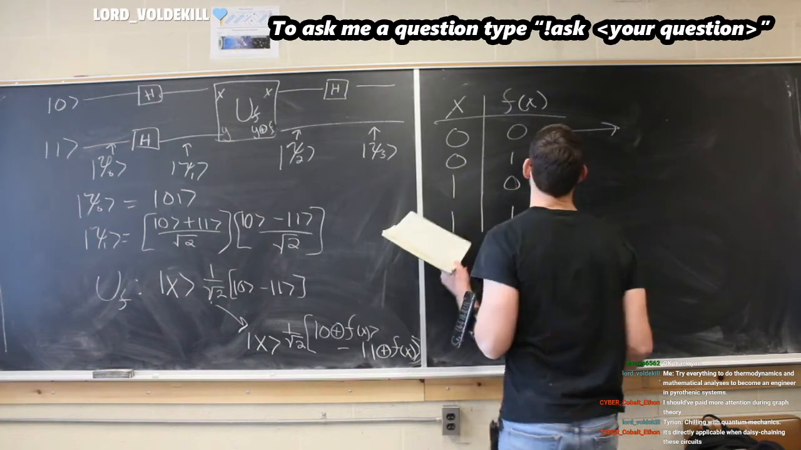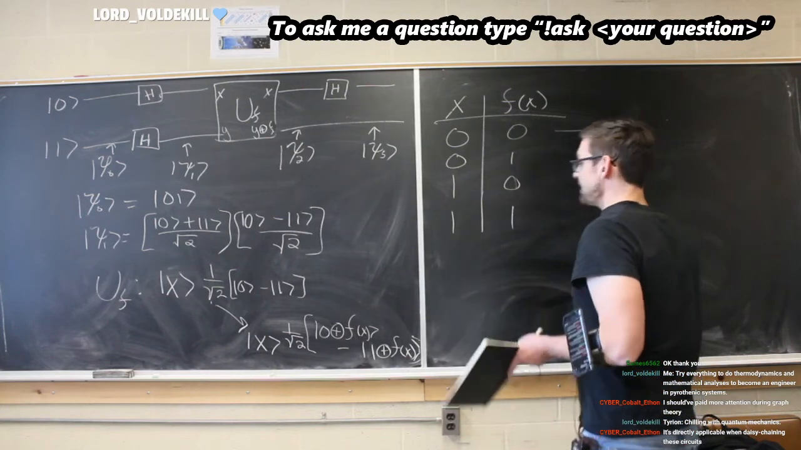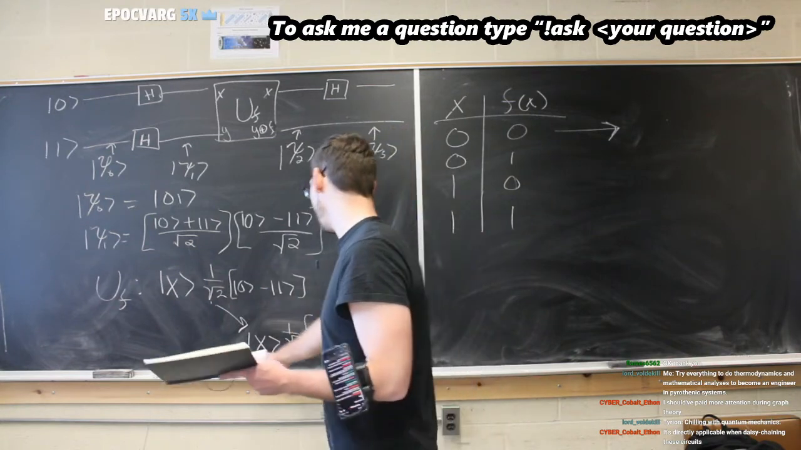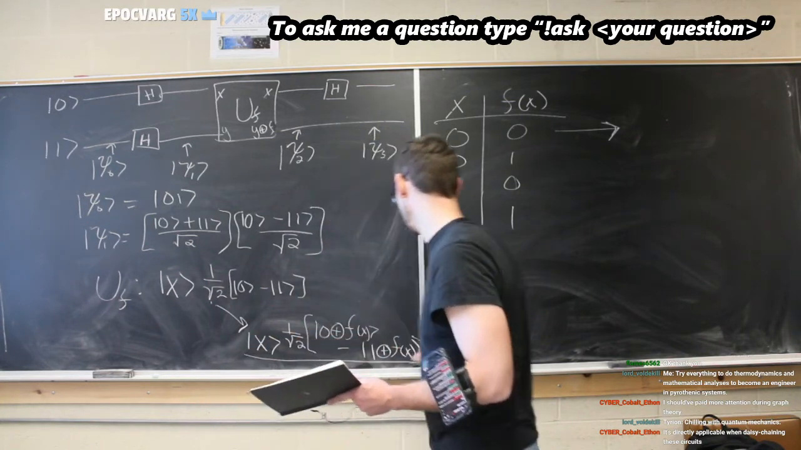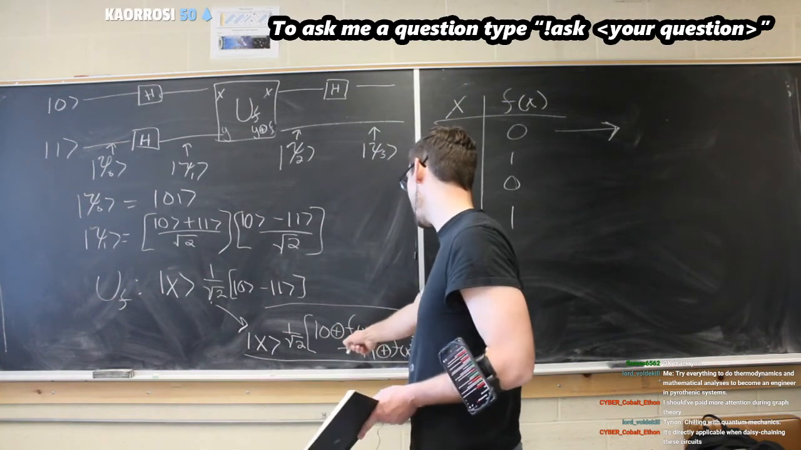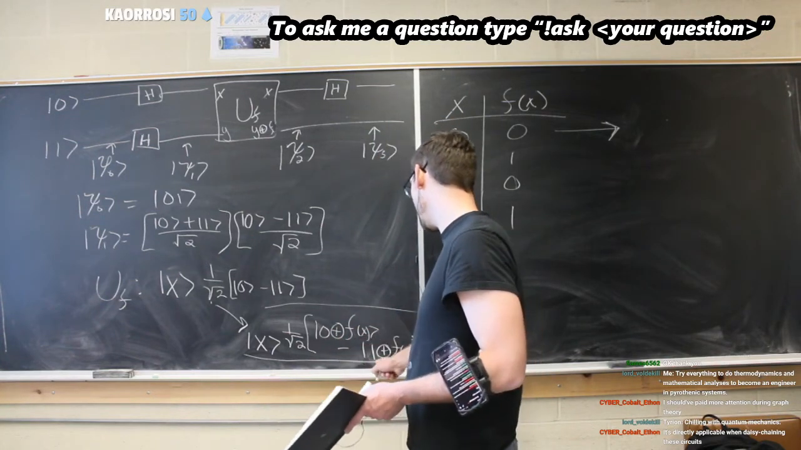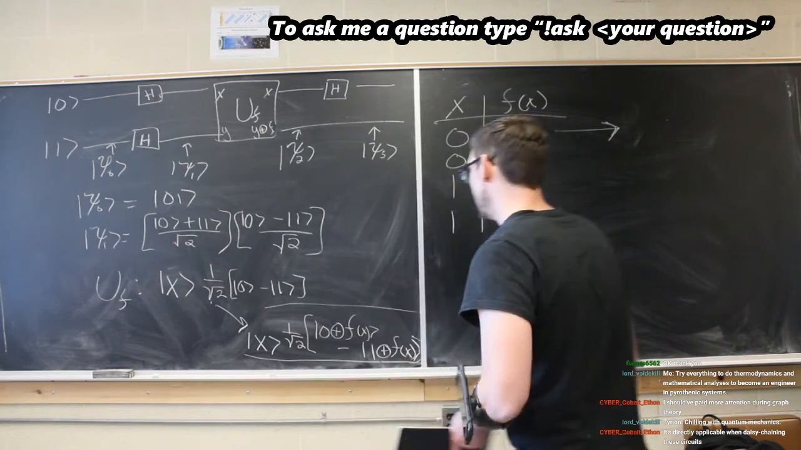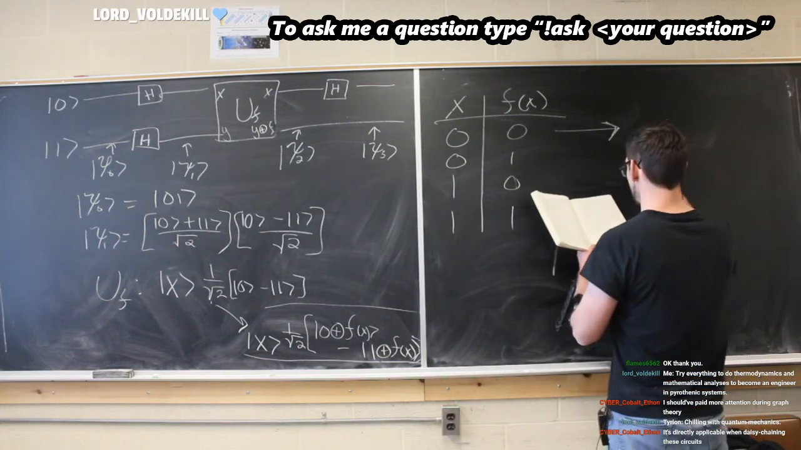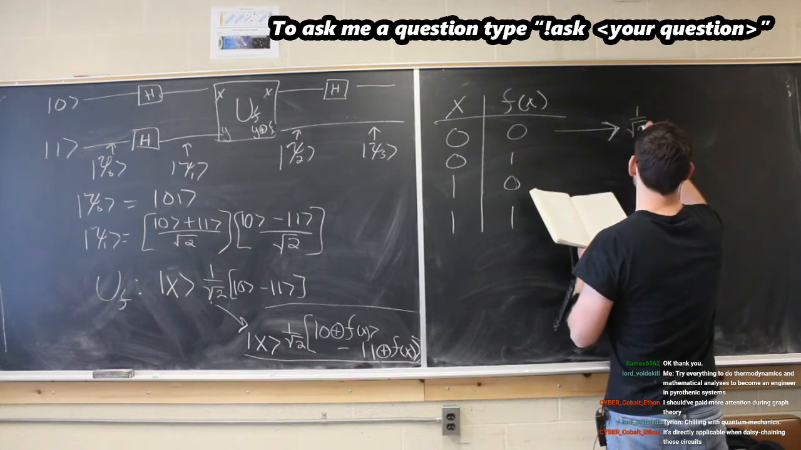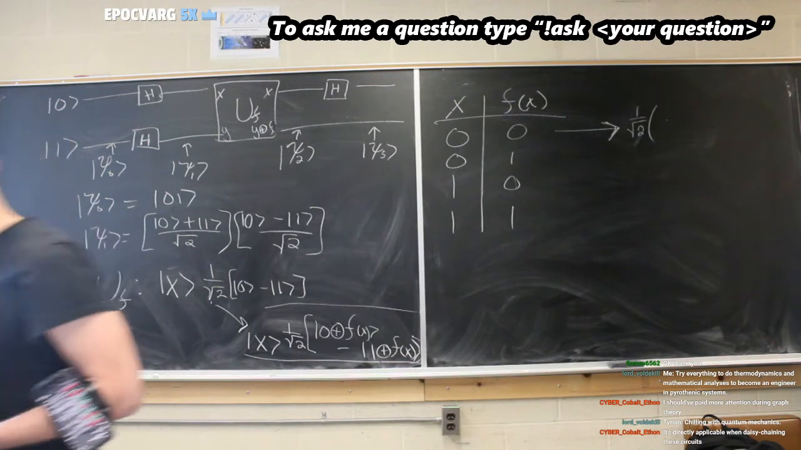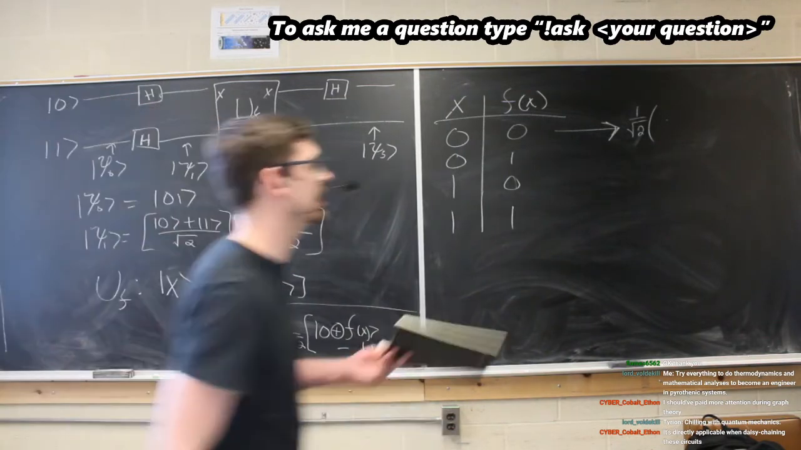So I'm going to write this state here for each of these values. Again, it's 0 modulus 2 addition with f of x, minus 1 modulus 2 addition with f of x. And of course, all of them are going to have a 1 over the square root of 2 out in front.